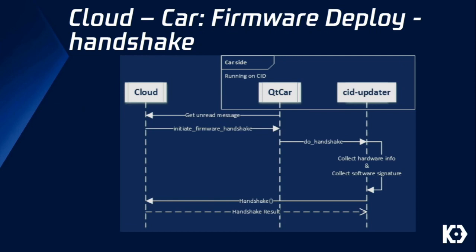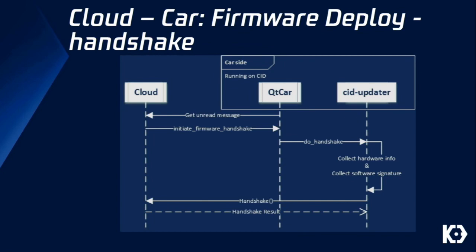The process Qt car will check if there are any unread messages, and if there are new updates available, the cloud would return an initiate firmware handshake. And Qt car, after it has received this message, will send the command do handshake to the CID updater.